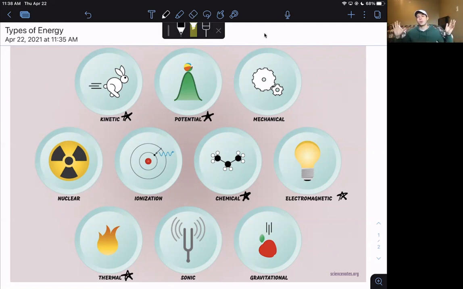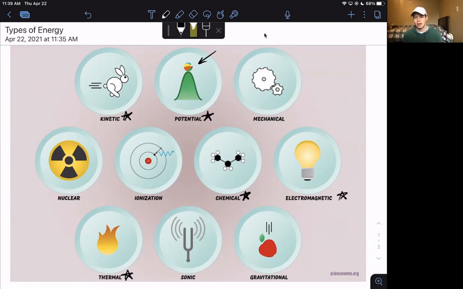So let's say room temperature is 70 degrees Fahrenheit. That's where that number comes from. It's the kinetic energy of the air molecules. The next one we're going to look at is potential. So that's the ball on top of the hill. That's energy that has the potential to do something.